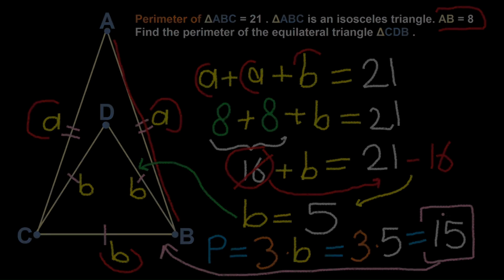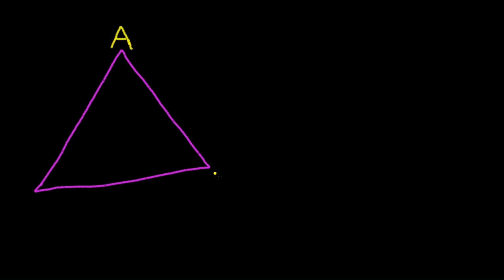Good job! Now we are going to do another example question using the formula for the perimeter of the triangle. And this one's going to be somewhat more difficult than the ones we did before. This is the triangle ABC. Triangle ABC is any triangle. It's not an equilateral triangle or an isosceles triangle.